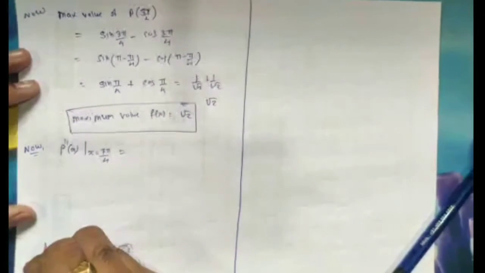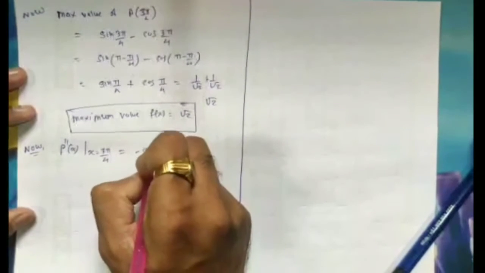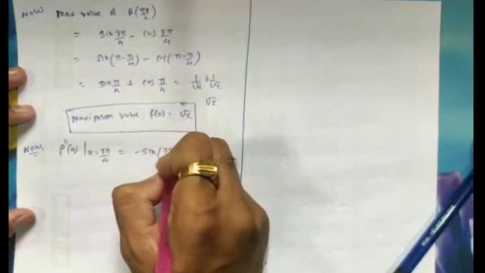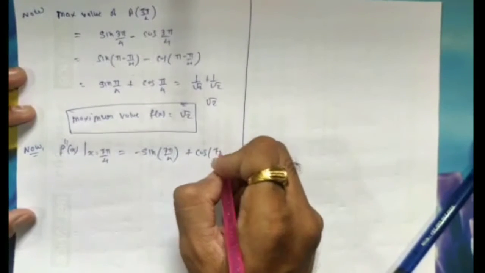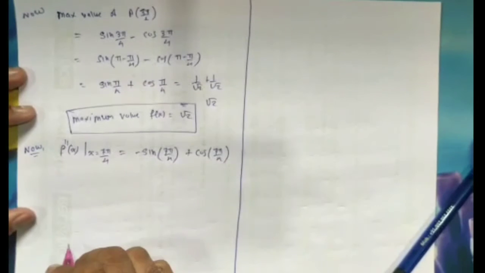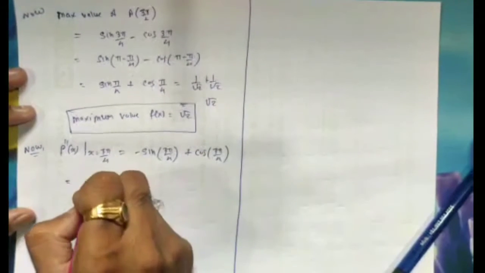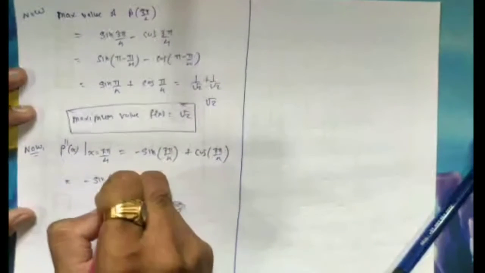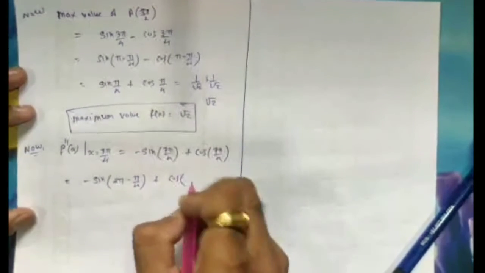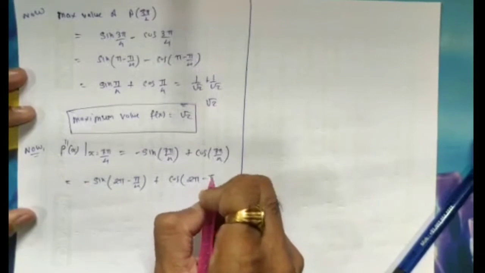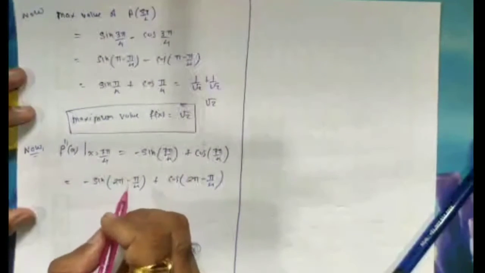So this is equal to f double dash x was minus sin x plus cos x. So this is minus sin x, so x is 7 pi by 4, plus cos x, x equal to 7 pi by 4. Clear? Now again writing this 7 pi by 4 as 2 pi minus pi by 4, and this cos is again 2 pi minus pi by 4. This will indicate fourth quadrant.